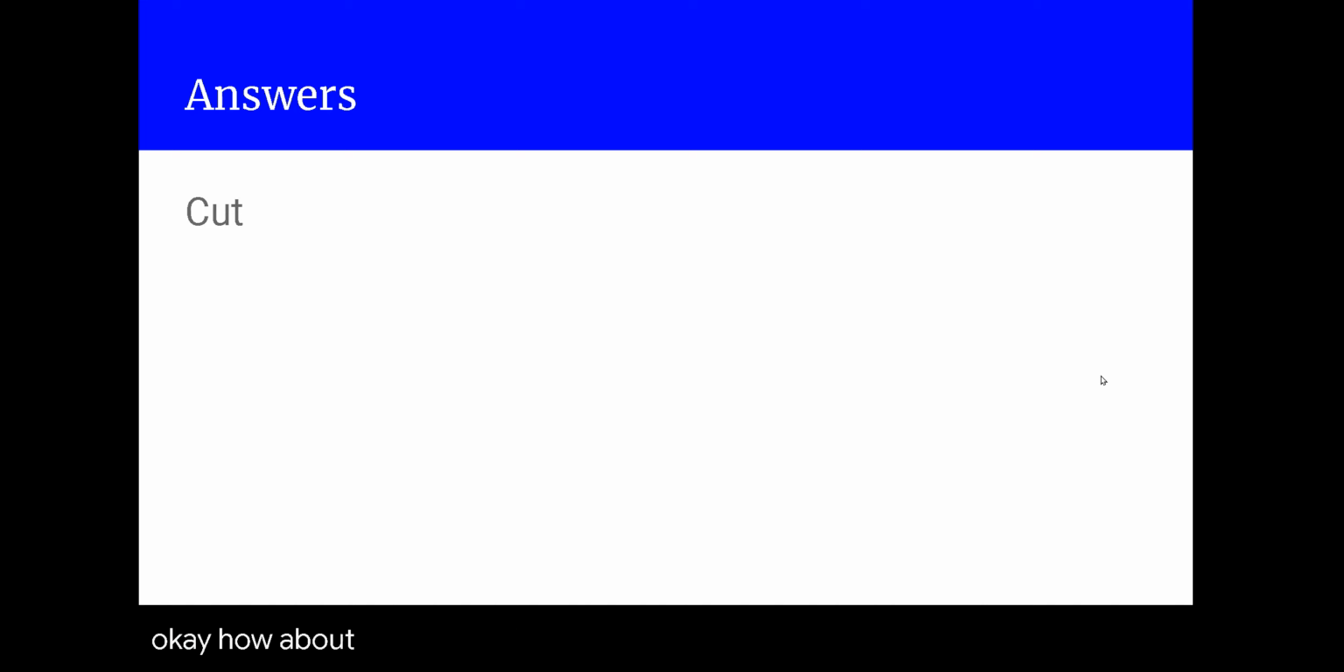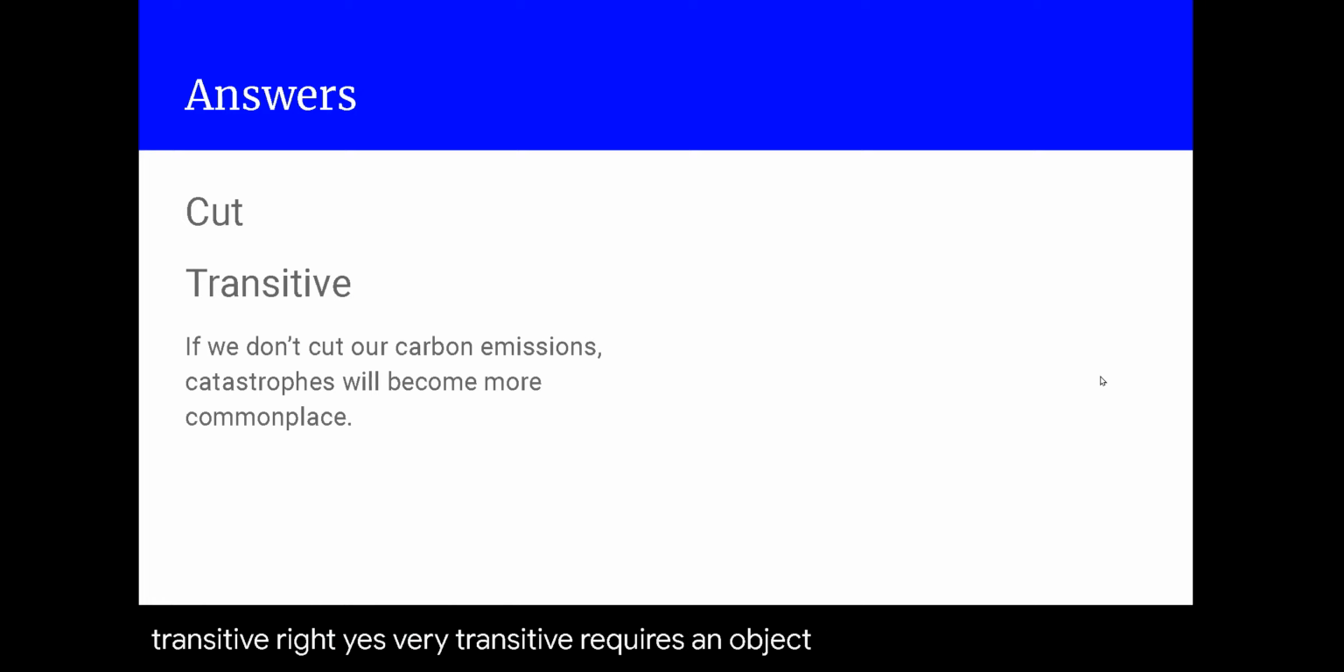Okay, how about cut? Prices were cut. Well, that's passive, so it must be transitive, right? Yes, very transitive. Requires an object. If we don't cut our carbon emissions, catastrophes become more common.